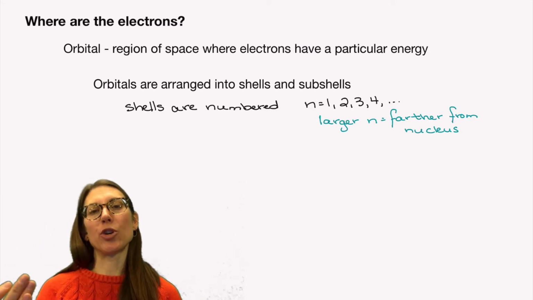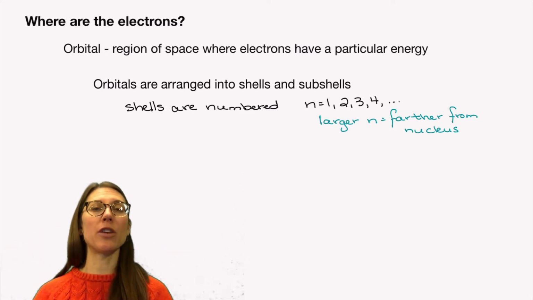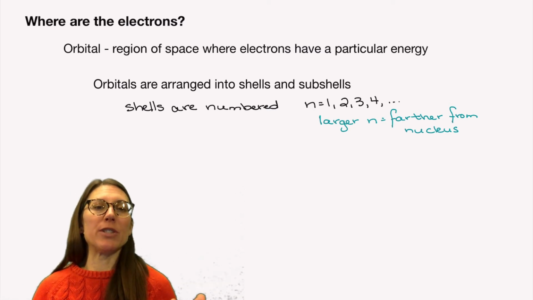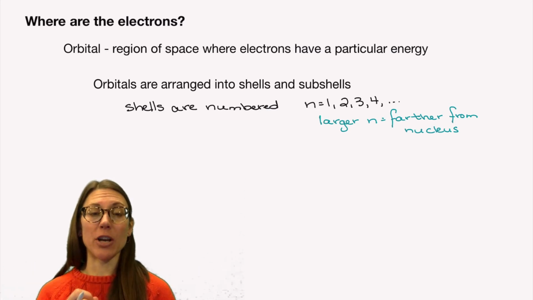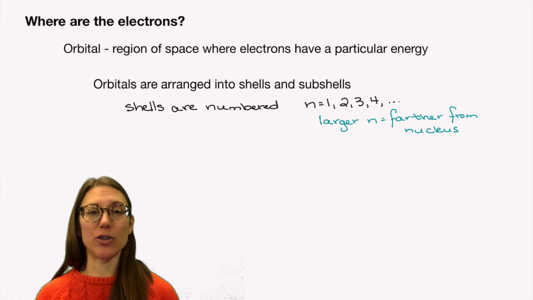It's also good to be said that the actual energy of those orbitals in those shells does increase as you get farther away from the nucleus. They just have greater potential energy. So you've got these shells. Now we also have subshells. So the subshells we're actually going to give letters to.